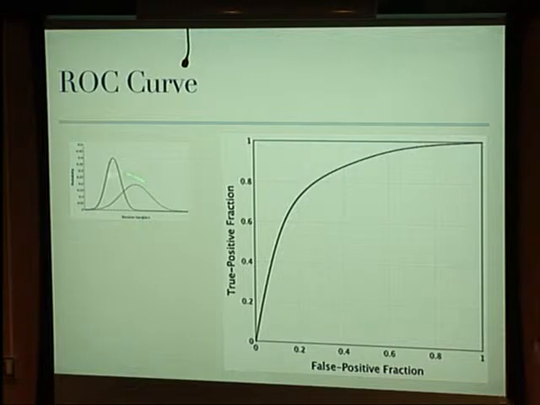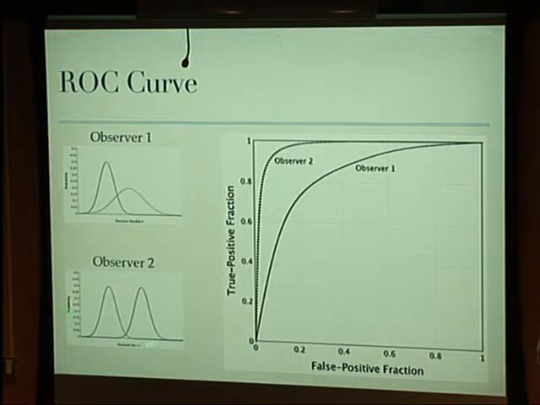Again, it's generated from this test statistic data. If I had a different observer or a different task or a different imaging system, I might get a second observer. And the second observer, as you can see, the distributions are more separated than observer 1. And I get a better ROC curve, one that's more up and to the left, more towards the upper left corner. And what we generally do is use the area under this curve as a summary figure of merit, because we don't want to deal with two types of figures of merit.